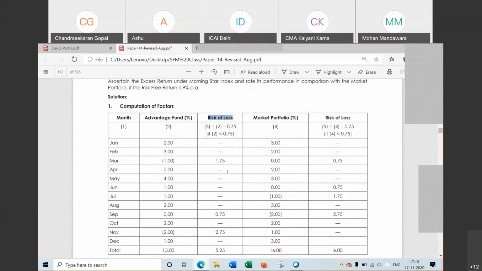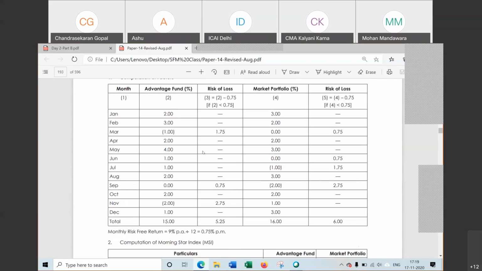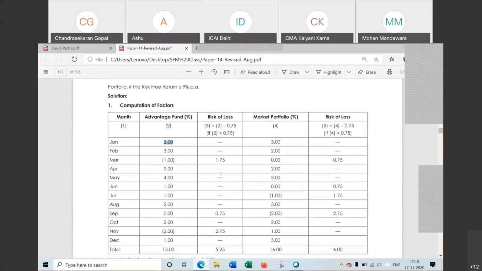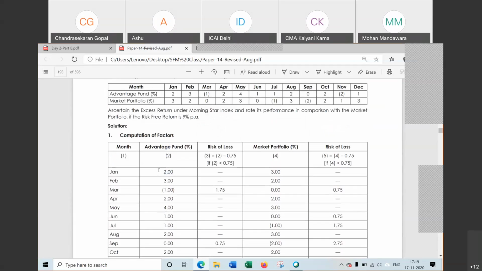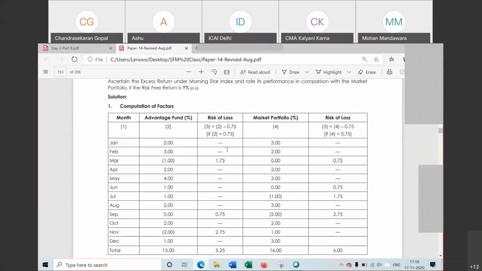What is the risk of loss if investment is made in this fund? The risk-free rate is 0.75. If you had not invested in this fund, you would have earned 0.75, that is the risk-free rate of return if invested in risk-free securities. So in the case of January there is no risk of loss. Is there any risk in investing here? Nothing, because you earn 2%. Minimum earning is 2% and from risk-free securities earning is 0.75. So there is no risk of loss. You have no loss at all.